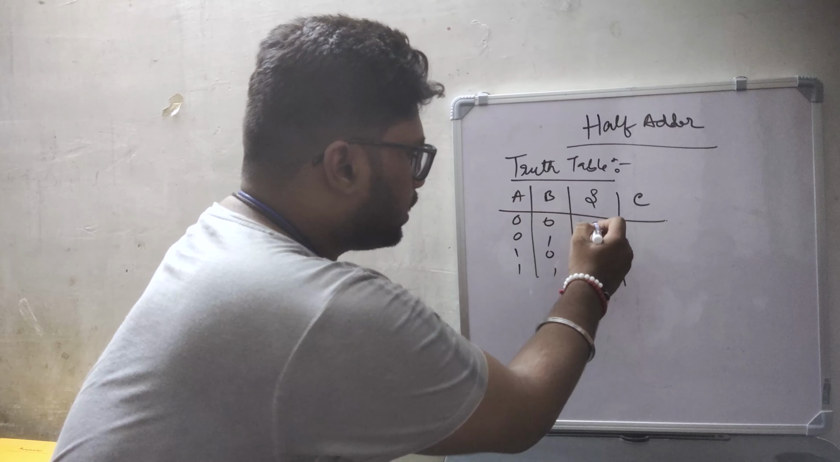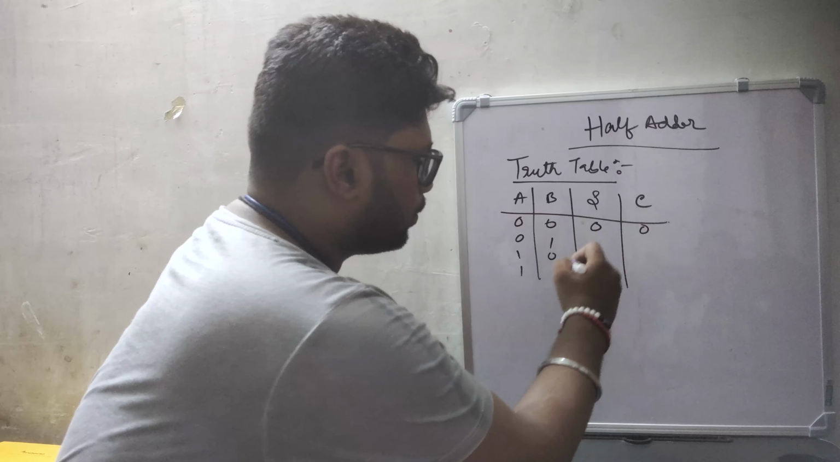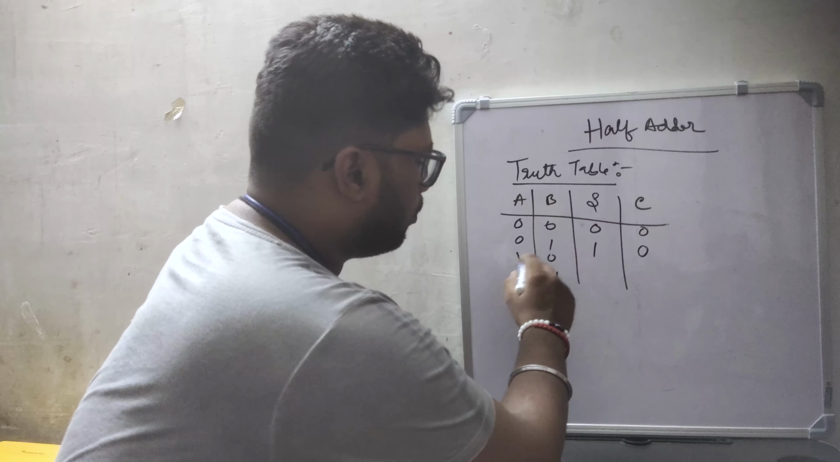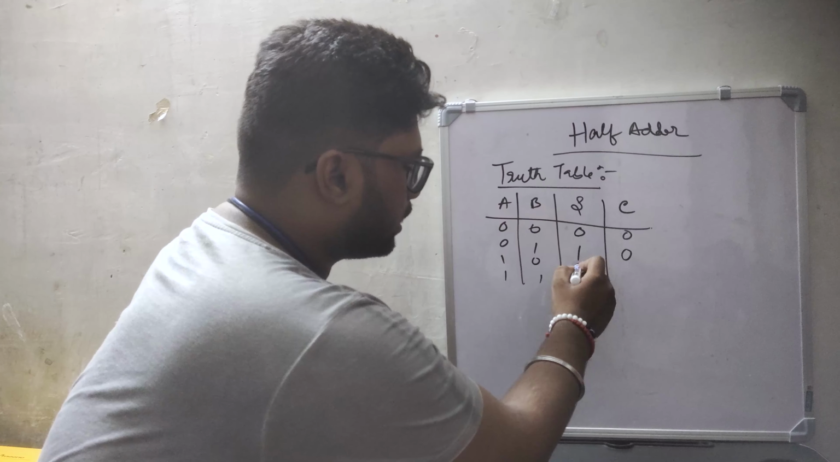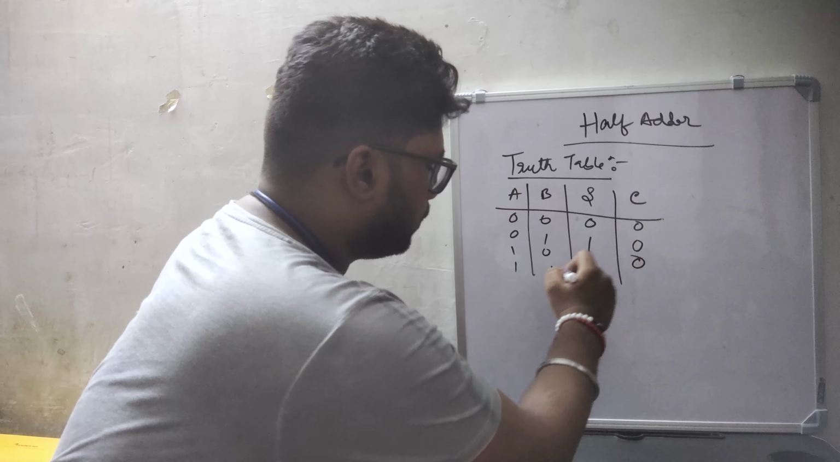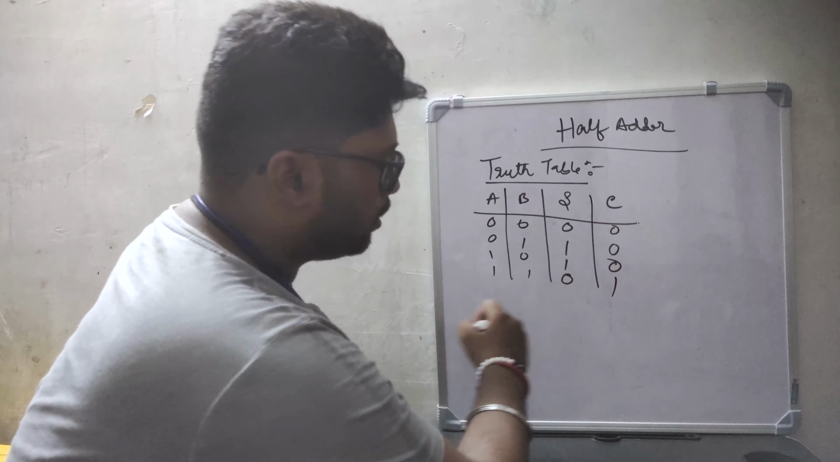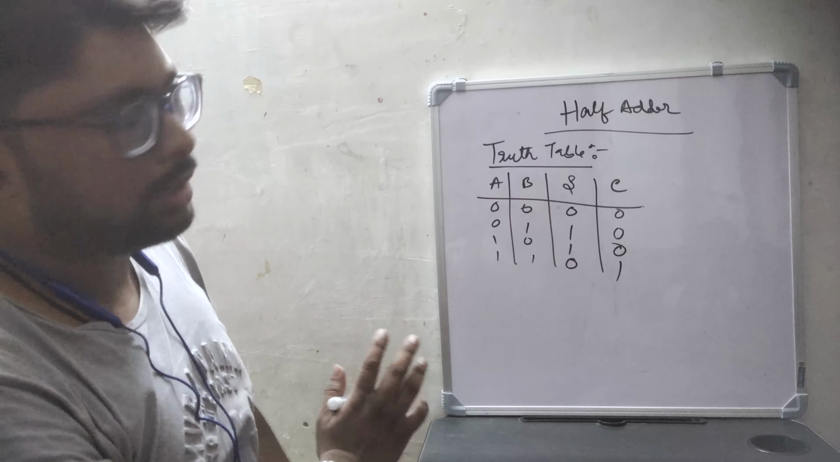When we add 0 0, we get 0, and carry will also be 0. When we add 0 and 1, we get sum as 1 and the carry remains 0. When we add 1 0, we get the sum as 1 and the carry also remains 0. And when we add 1 and 1, we get the sum as 0 and the carry as 1. So this is the truth table of half adder.